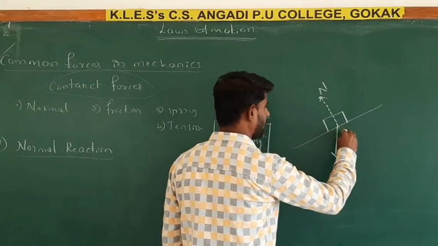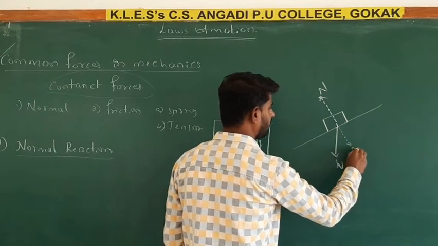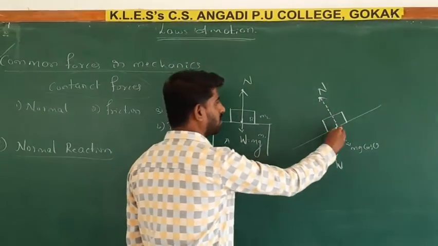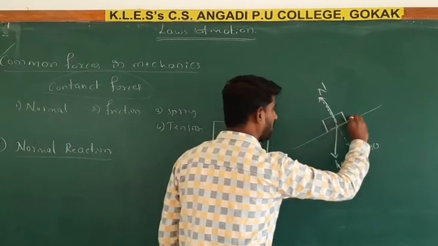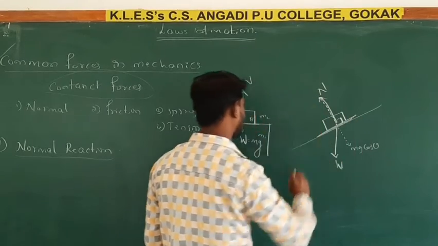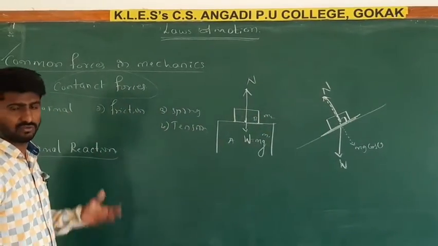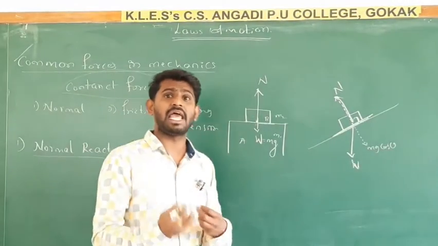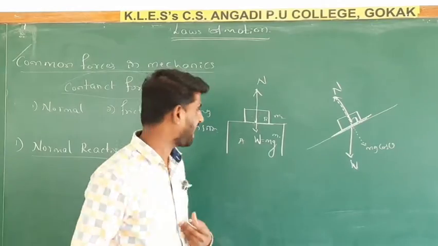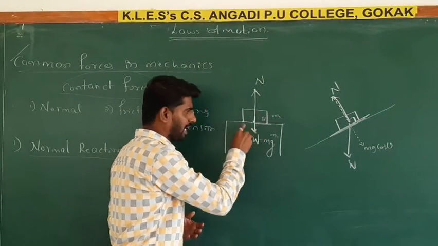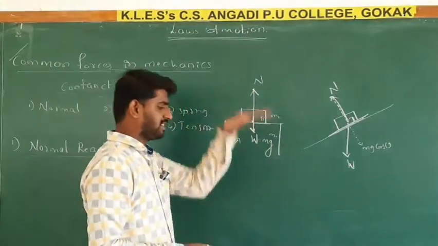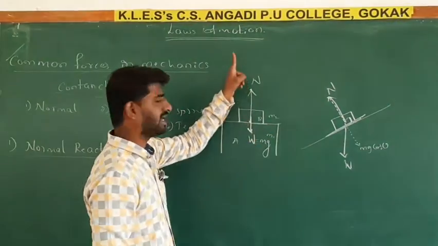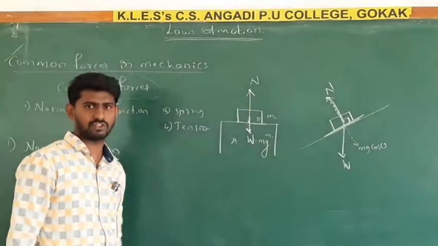Okay. So this will be mg cos theta. I'll explain it later. So the force which is normal to the surface is called the normal reaction. The word normal only indicates perpendicular. Reaction means it is a reply to the action. What was the action here? The force on the surface is the action, and the surface is giving an equal and opposite reaction in the perpendicular direction. That's why its name is normal reaction.